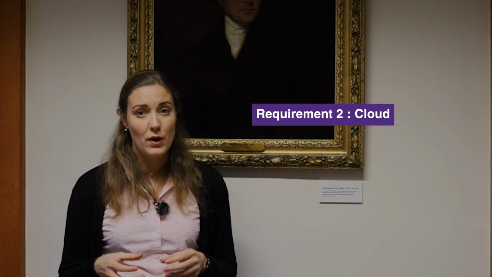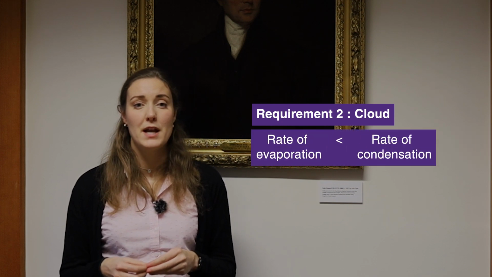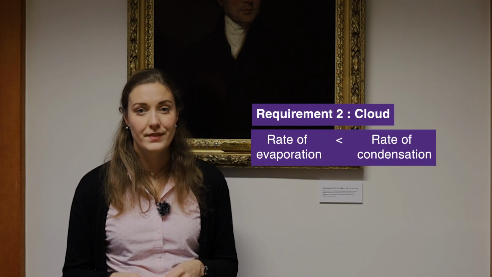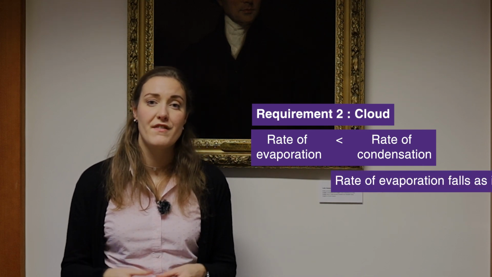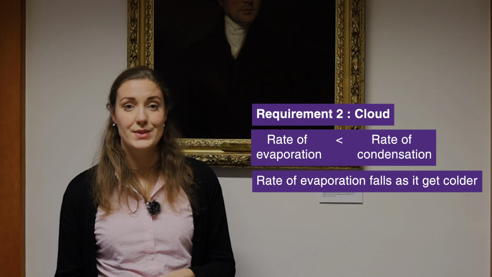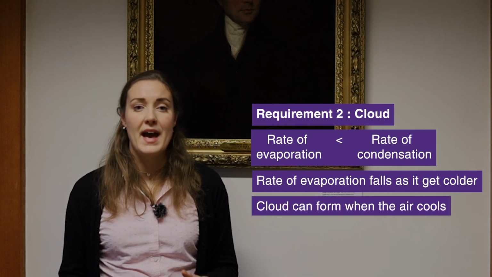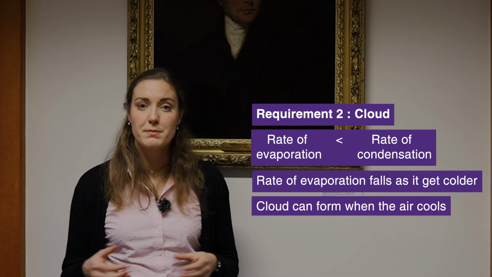Requirement 2 for snow, cloud. For cloud to form, the rate of evaporation must be lower than the rate of condensation. Evaporation and condensation are actually going on all the time, but the rate of evaporation falls as it gets colder. So clouds can form when the air cools. There are several possible mechanisms for cloud formation.